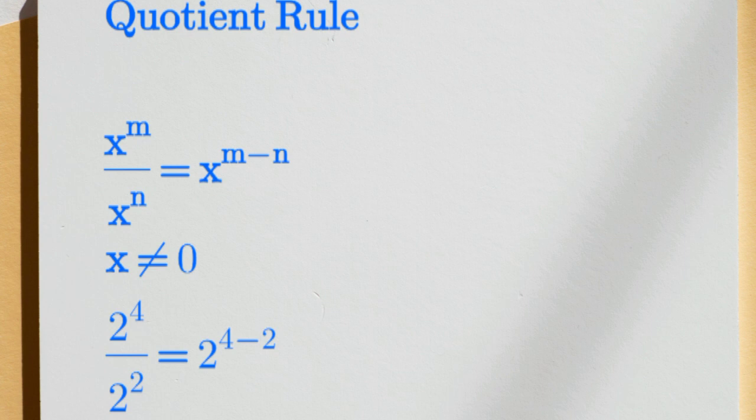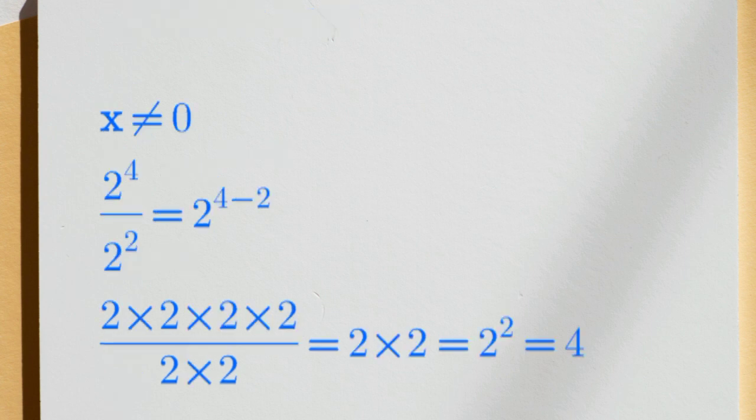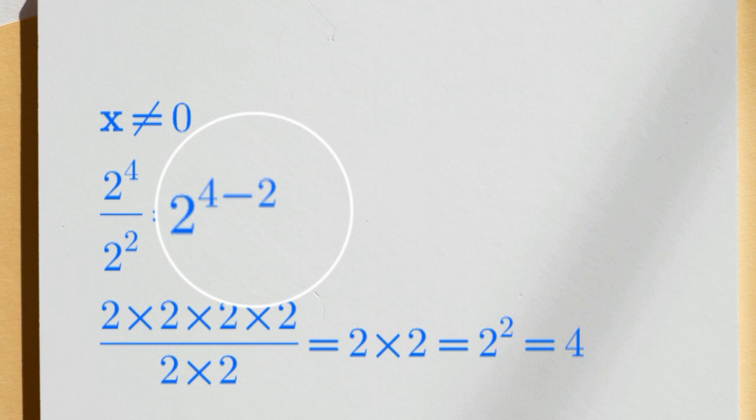Now when you put this in context, on the left hand side, you see this is practically 2 multiplying itself 4 times all over 2 multiplying itself 2 times. So this is just 2 multiplied by 2 multiplied by 2 multiplied by 2 all over 2 multiplied by 2. And as you can see, the 2 here can cancel 2 here, and 2 here can cancel 2 here, and we'll be left with 2 multiplied by 2, which is just 2 raised to the power of 2. Now when you go back to this, our 2 raised to the power of 4 minus 2, it's still going to give us 2 raised to the power of 2. So this is practically what this rule is talking about.